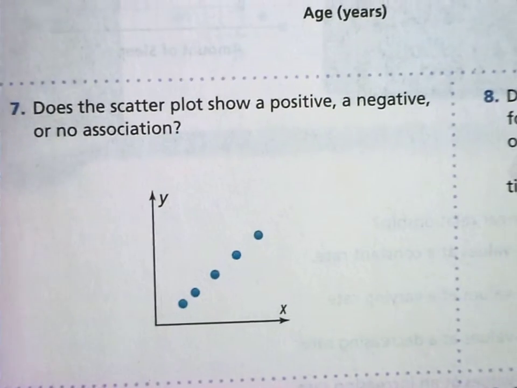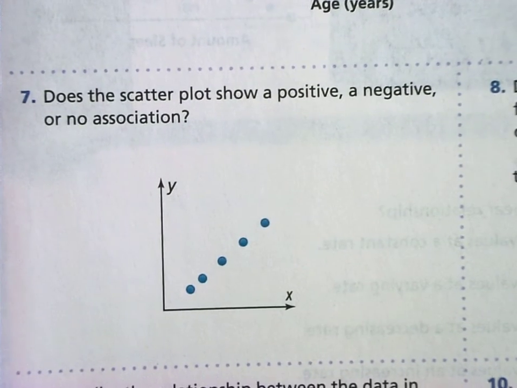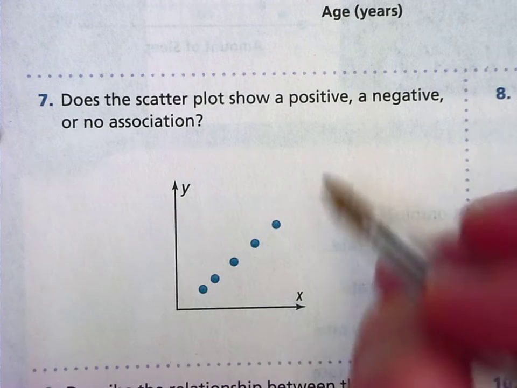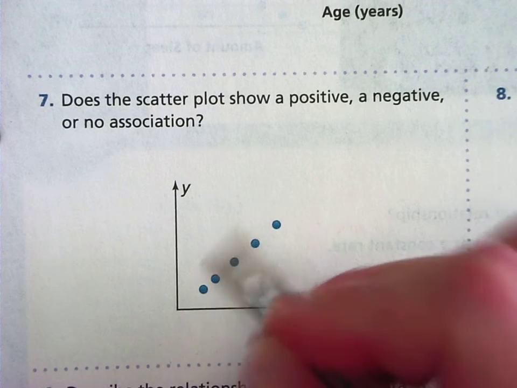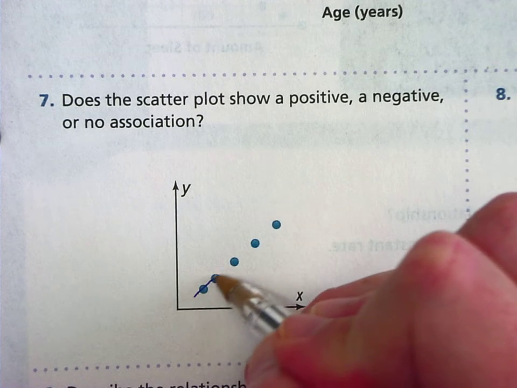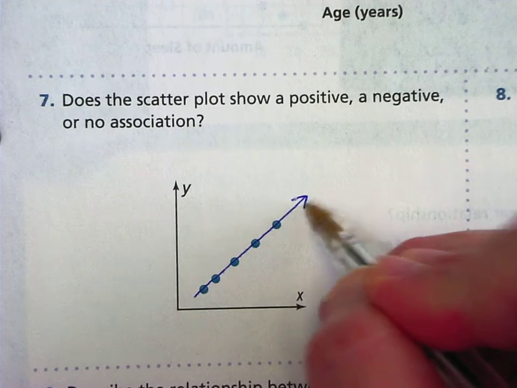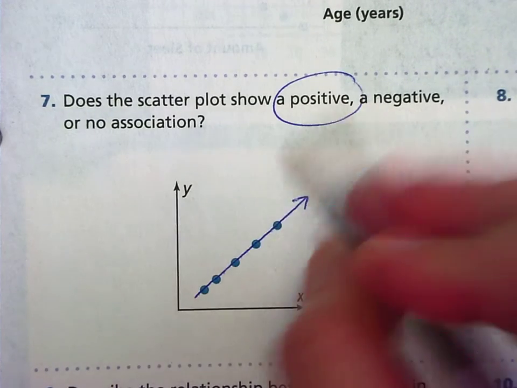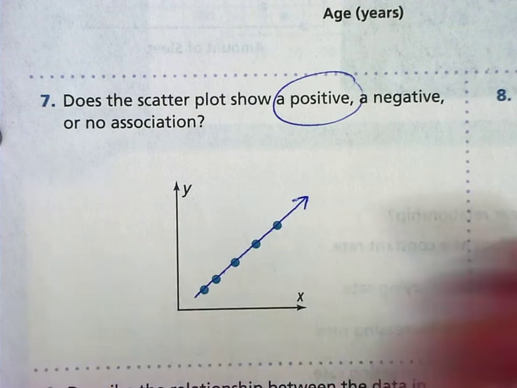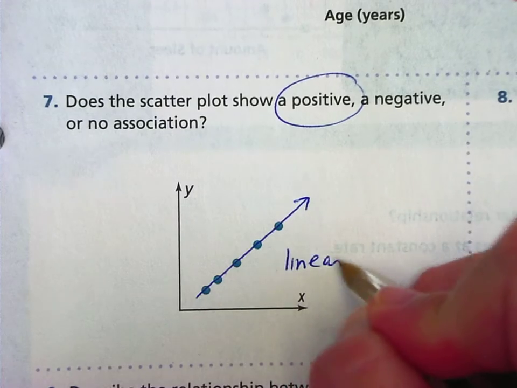Okay, so now the next one, let's take a look at this one. Does a scatter plot show a positive, a negative, or no association? Well, let's take a look at it. If you follow the data from left to right, that's definitely positive, going up, definitely positive. And we would say this is linear as well.